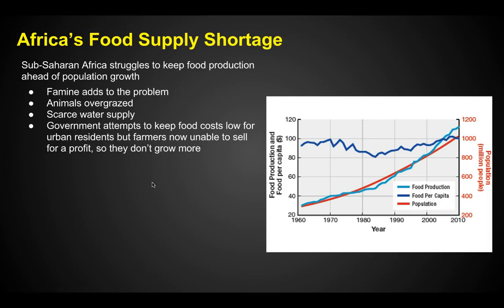And we look at this graph here. We see that food production and population have both kind of gone up at the same pace. Food per capita, meaning food per person, has kind of remained even.